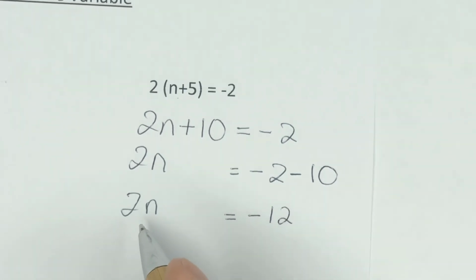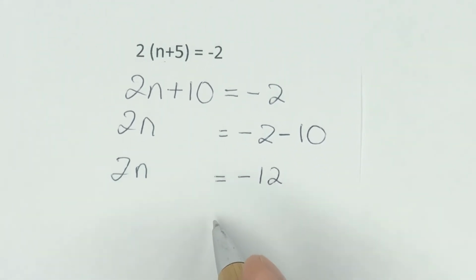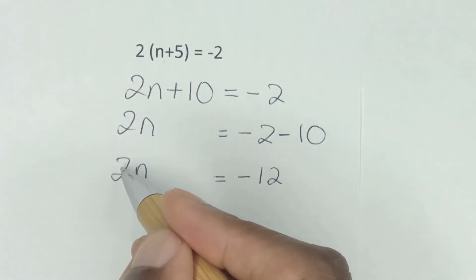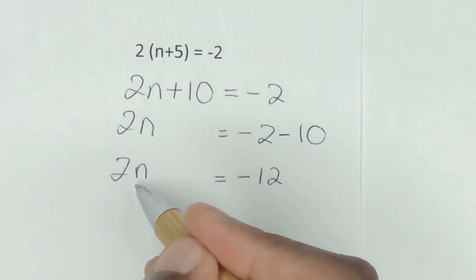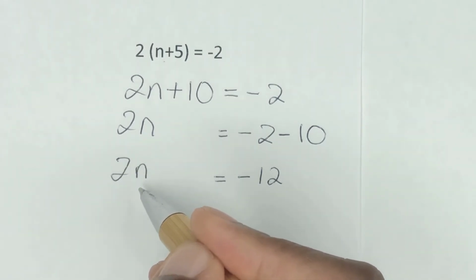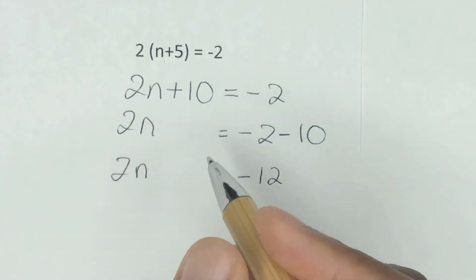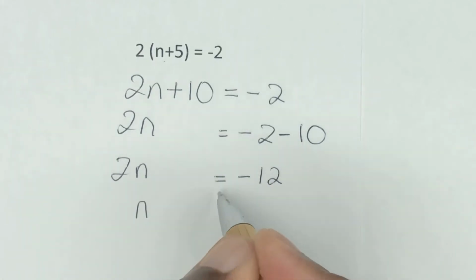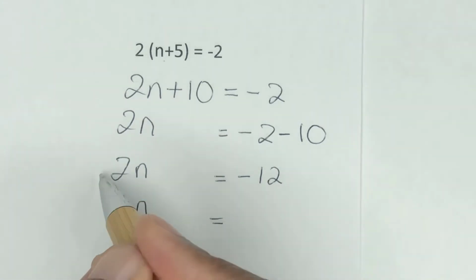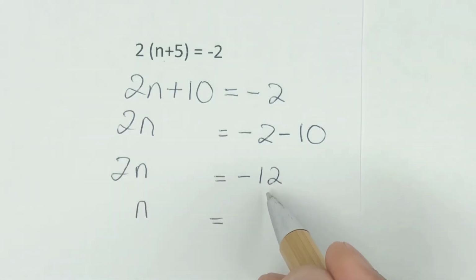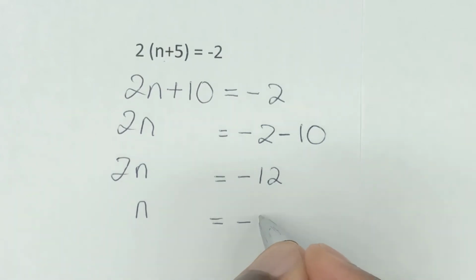So now we have 2n equals minus 12. Same thing applies. This means 2 times n. We want to do the inverse of that. So the inverse would be division. So the n, line up your equal sign, equals. The 2 goes underneath the minus 12. So it's minus 12 divided by 2, which will give us n equals minus 6.